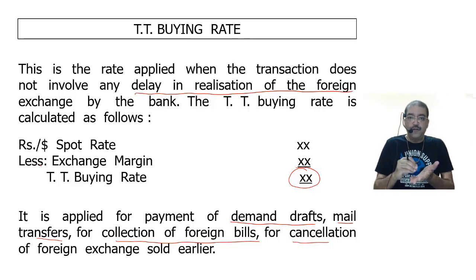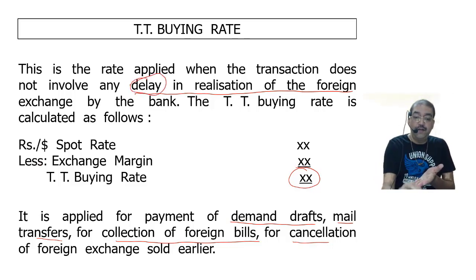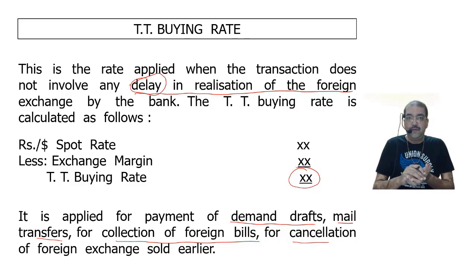Okay. Now a bill of exchange, if it is payable immediately, then there is no problem. But if it is a bill of exchange at sight or a usance bill, then it is not TT buying rate. Then it is bill buying rate. There is a difference, because then there will be delay. If there is a 3-month bill, then there is a delay of 3 months in converting that into foreign currency, into cash. So where there is no delay, as with demand draft, collection of foreign bills, cancellation of mail transfers.